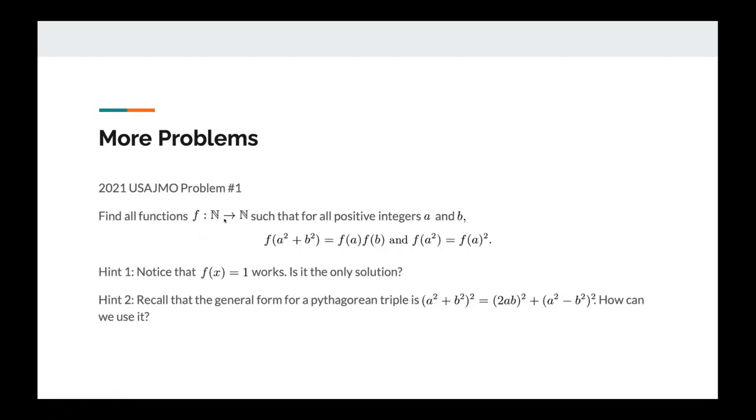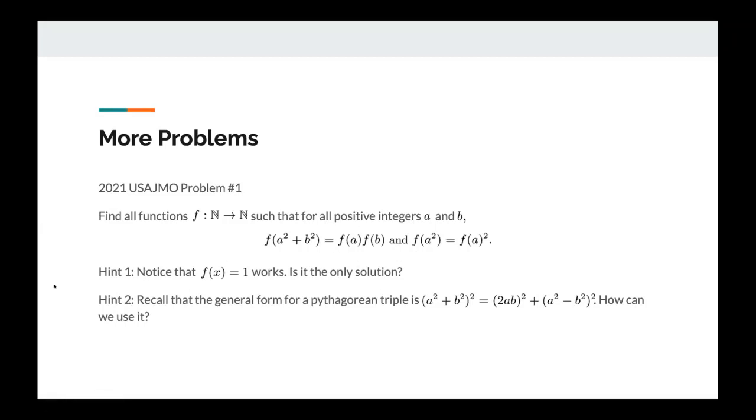So find all functions f from natural numbers to natural numbers such that for all positive integers a and b, we have that f of a squared plus b squared equals f of a times f of b, and f of a squared equals f of a squared.